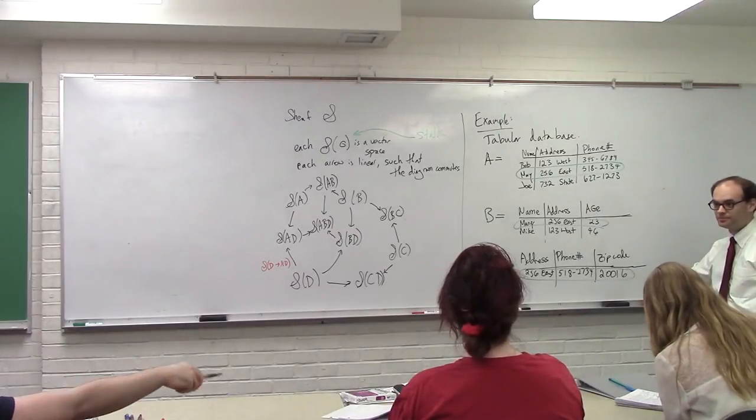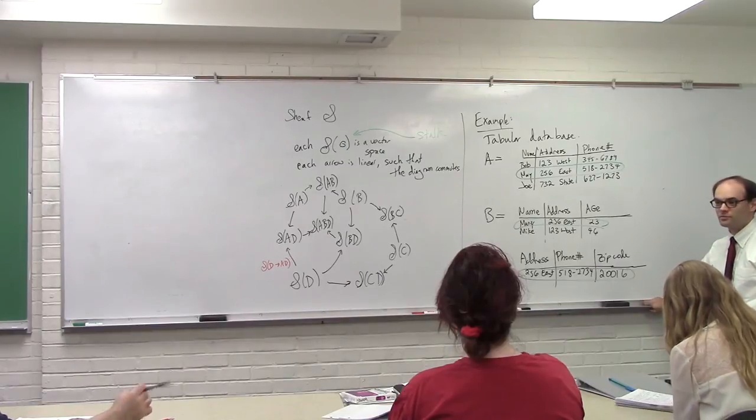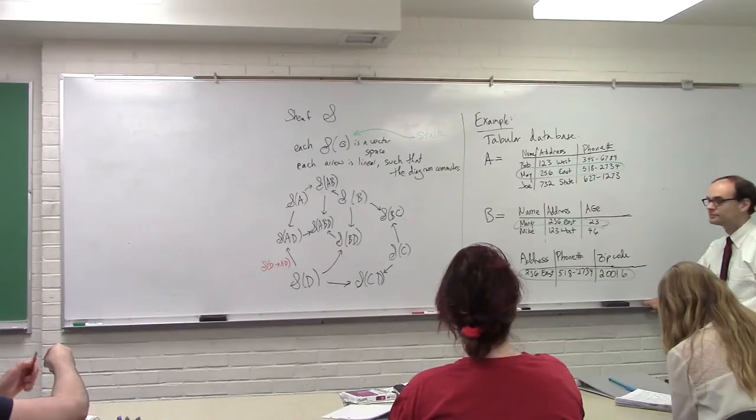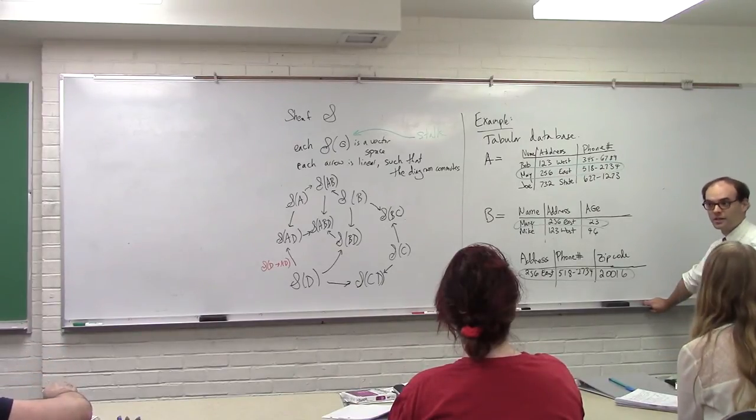Can we infer that Mike and Bob are some kind of domestic partnership? Perhaps. Housemates? Maybe they have different zip codes. They may have different zip codes, but from this information, that's all we know, yes.